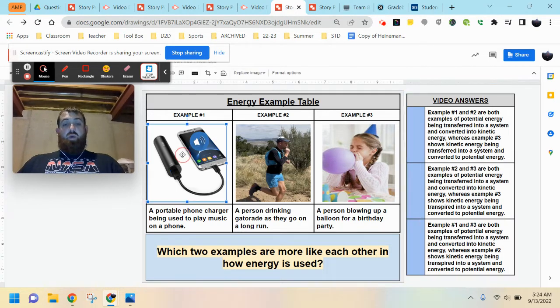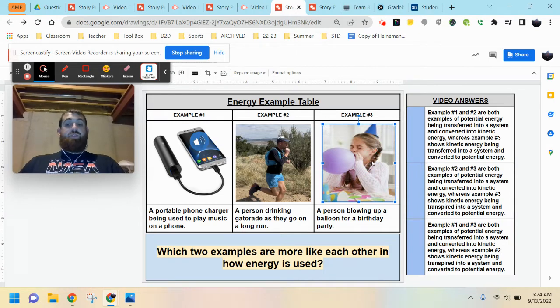Option 3 says example 1 and 3 are both examples of potential energy being transferred into a system and converted into kinetic energy, whereas example 2 shows kinetic energy being transferred into a system and converted into potential energy.